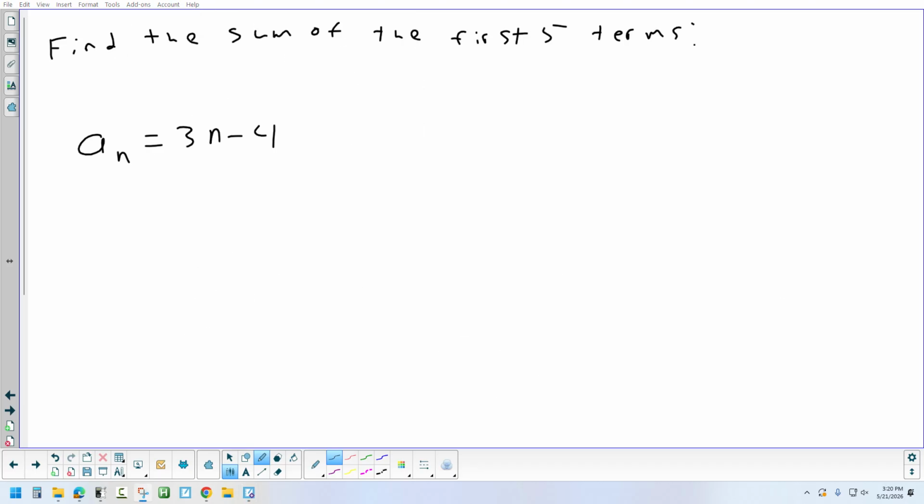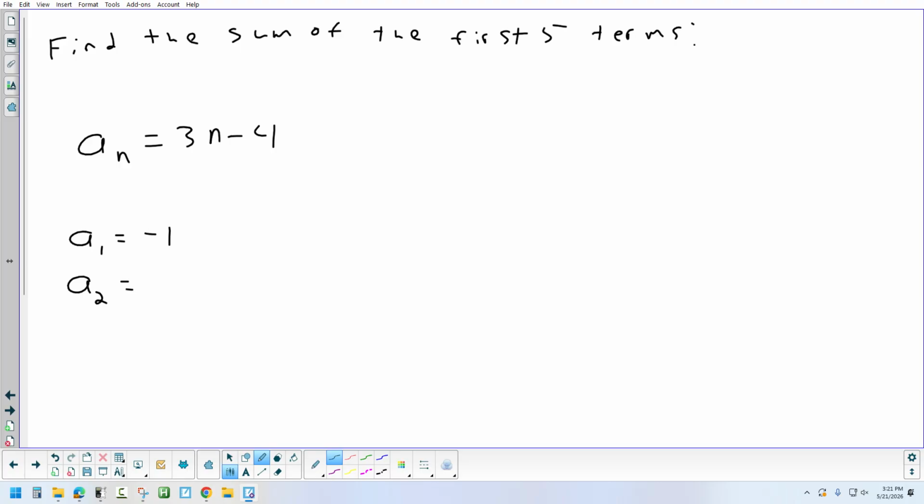Okay, so for the last question for 11.1 and 11.2, finding the sum, find the sum of the first 5 terms in this sequence. They didn't give you the terms, so you have to find them yourself, and then you just have to add them up. So how would you get the first term in that sequence? Yeah. You'd plug in 1 for n. And what do you get if you plug in 1? Negative 1. Yep. So 3 times 1 is 3 minus 4 is negative 1.